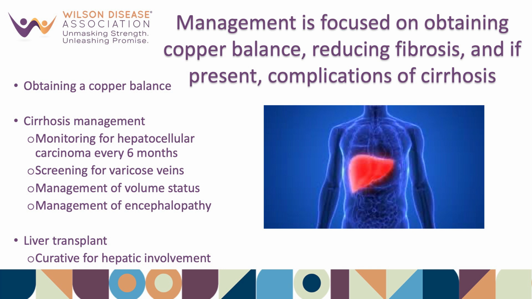Cirrhosis management includes really monitoring for liver cancer every 6 months. May that be ultrasound, CT scan, or MRI. We screen for those varicose veins in the esophagus with endoscopies. We manage fluid status, so the patient presents with a lot of swelling in the legs or in the stomach. We give medications to help with that. And then also management of encephalopathy, which means giving medications to help clear those toxins and ammonia by promoting bowel movements in the patient. And then liver transplant is something we think about as well. I'll go into a little bit more detail about that in a later slide.